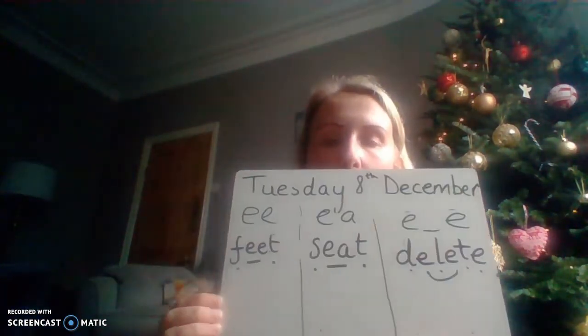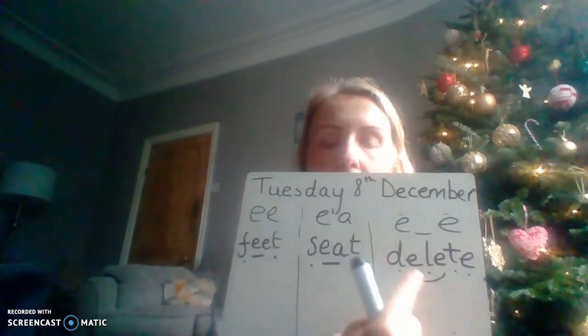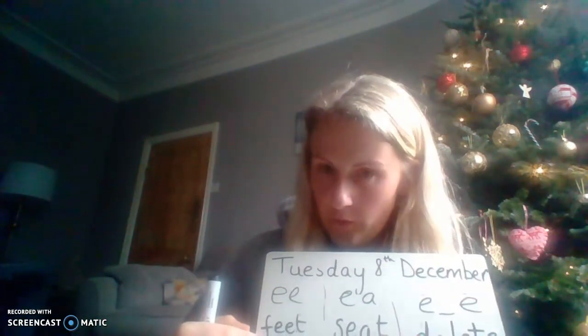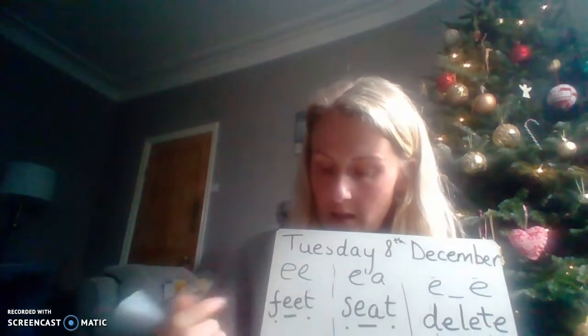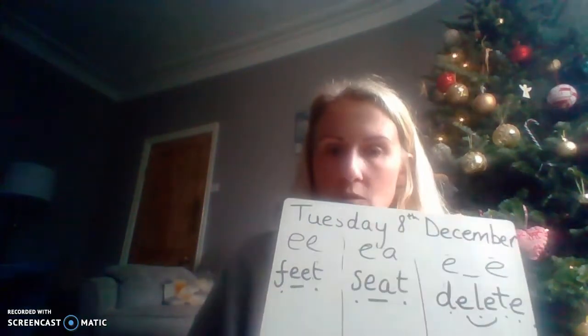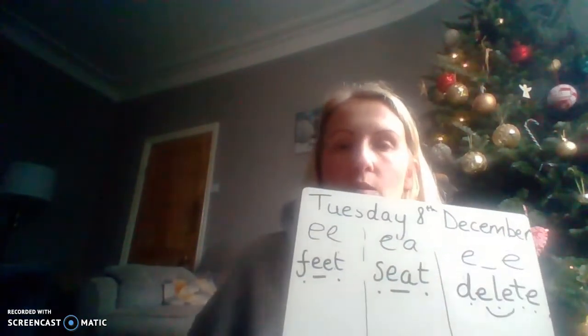So let's now segment and blend them. Eat. Feet. There is 3 sounds in feet, so that is why we've got here the sound buttons. Eat. So I've put a dot and a line under my digraphs, okay? Let's do seat.